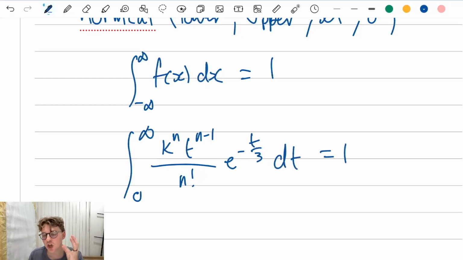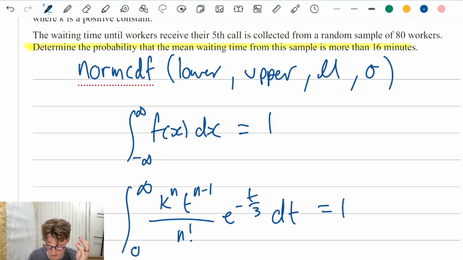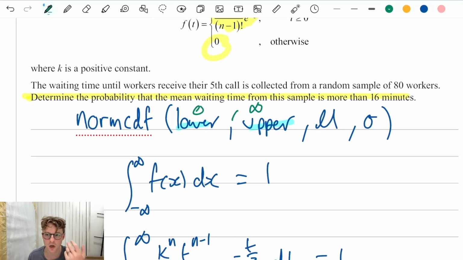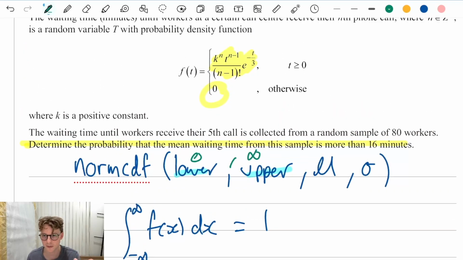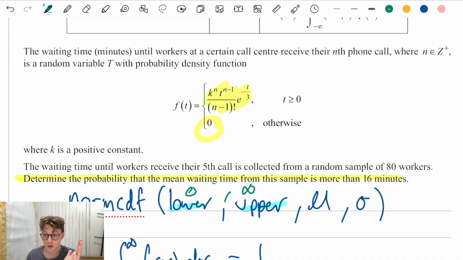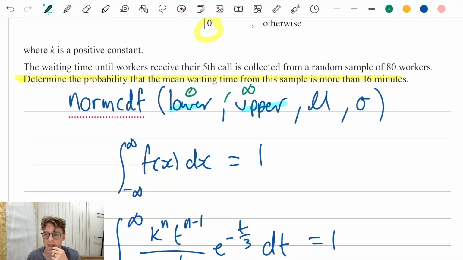So I've determined some expression, and I now know that my lower bound is going to be 0 and my upper bound is going to be infinity, unless there's a reason for it to cap. There's nothing told about the upper limit of this particular thing. It's t greater than or equal to 0, and time can technically go to infinity. So there's no reason why we can't go to infinity here.